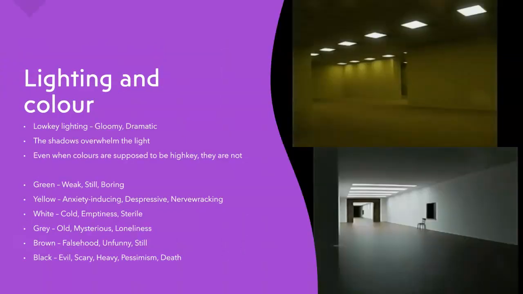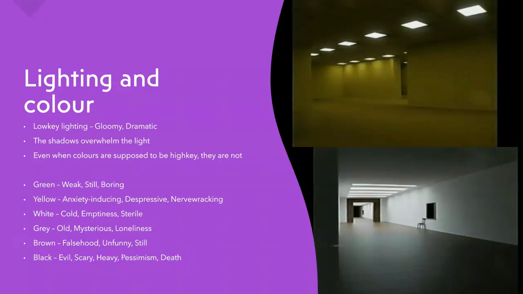Then we have the lighting and color. It's low-key lighting, so it's gloomy and dramatic. You can see it on the pictures. The shadows overwhelm the light. So even when the colors are supposed to be high key, like yellow and white and blue, they're not.